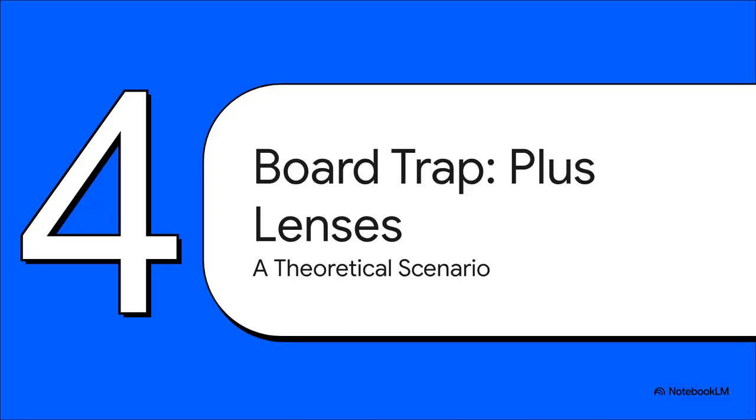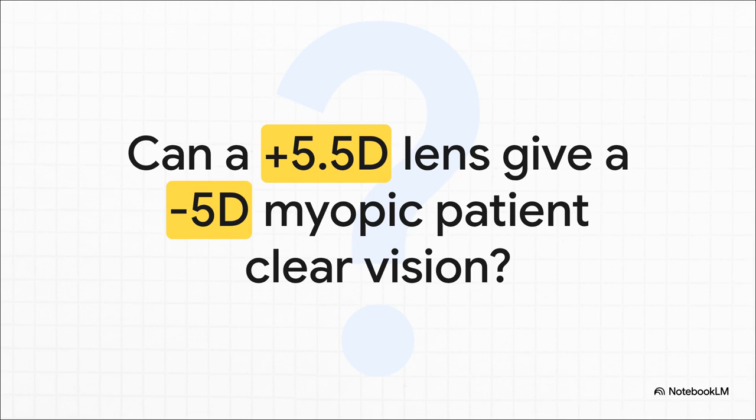Finally, Part 4, a notorious board trap involving plus lenses. All right, consider this wild, high-stakes scenario. What if the only lens available on a desert island for this minus 5 diopter myopic patient was a plus 5.5 diopter lens? Is there any physical way to give them clear distance vision using a plus lens? Pause and think deeply about the properties of a plus 5.5D lens and our trusty overlap rule before you answer.